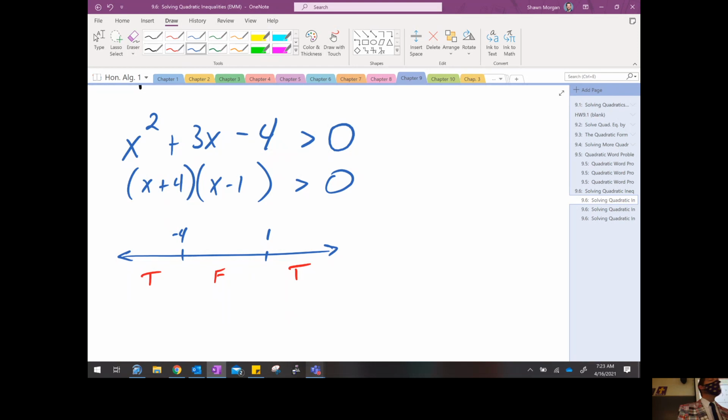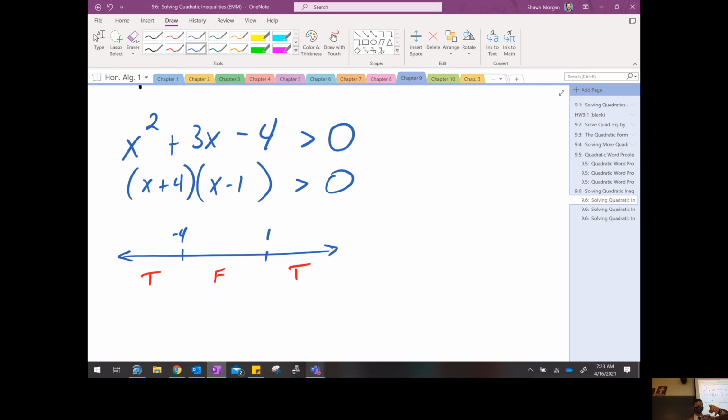Well, you can do it 2 ways. You could do it with inequalities, or you could do it with interval notation. Okay, we've practiced doing both. Oh, by the way, I failed to mention, does the number -4 or the number +1 give me a true statement or a false statement?